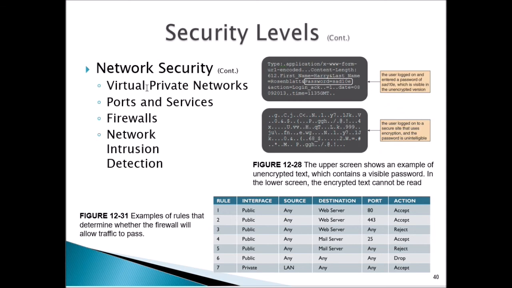So here, I got ahead of myself once again. Virtual private networks, or VPNs. You have ports and services that contribute to network security. Firewalls will lock down any IP or port that is considered unacceptable. You've got network intrusion detection software, which can see if there's an anomaly that is considered to be an intrusion, and it reports on it.